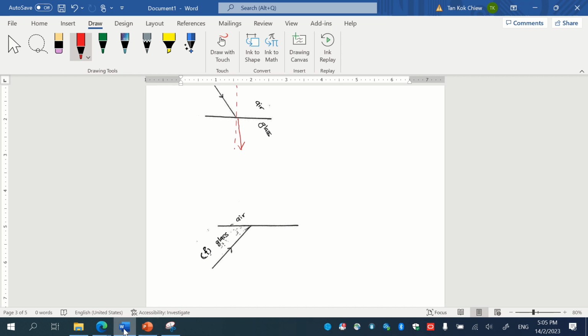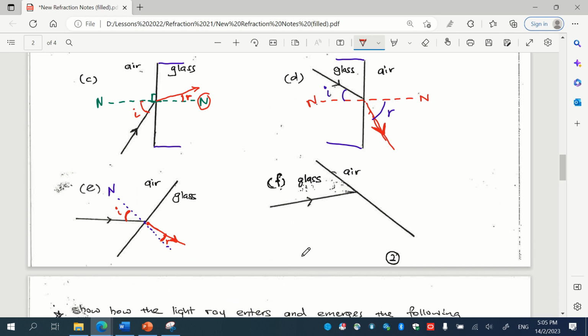Okay, so back to your notes again. Then you can orientate, but let me just draw straight. I'm used to it already, I don't have to orientate. So normal line means 90 degree to the surface. Draw your normal line. Okay, this is my normal line.